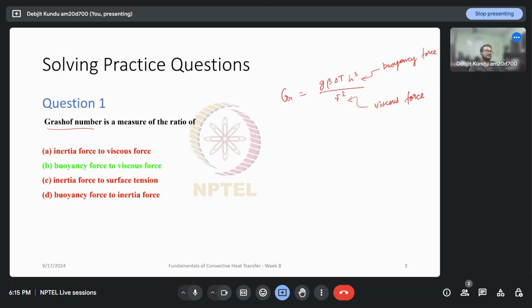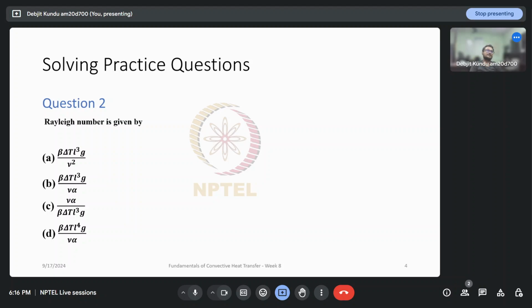So which is why this becomes important. If, let's say, a Grashof number is very, very low, that means that the buoyancy force is not as much. In that case, natural convection won't play much of a significant role. Whereas in the other case, where Grashof number is very, very high, then we can conclusively say that the physical phenomena going on is dominated by natural convection, and that is driven by these buoyancy forces. All right. So let's move on to question number two.